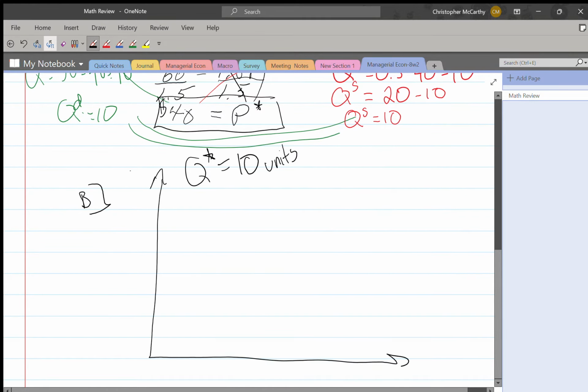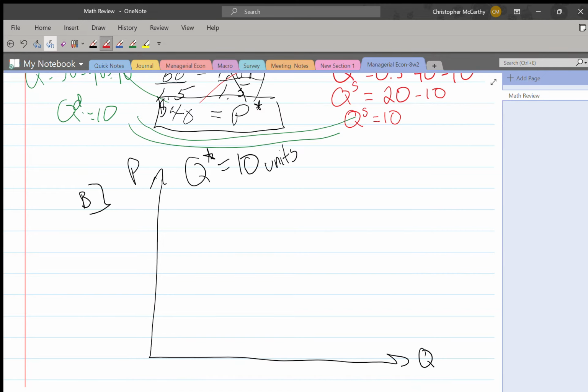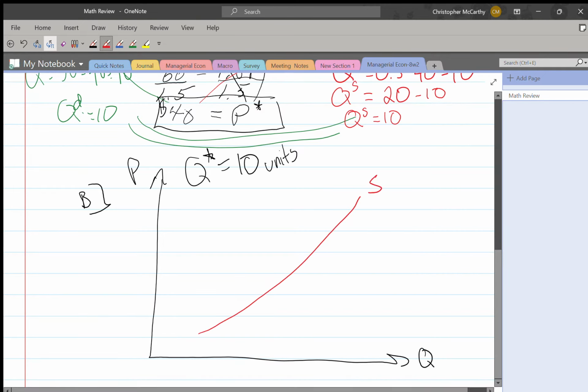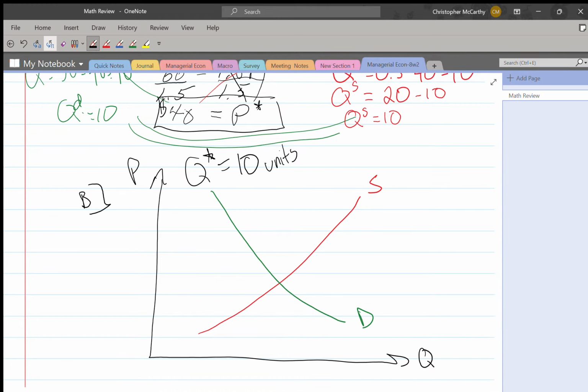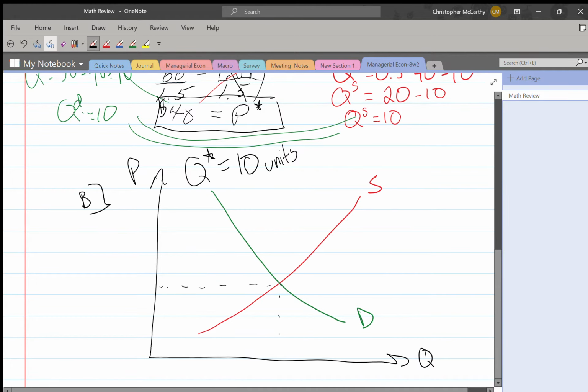We've got price over here, quantity over here. We've got an upward sloping supply curve. We've got a downward sloping demand curve. We know where they meet is the equilibrium, we just figured that out. It's going to be 10 units, and it's going to be at $40.